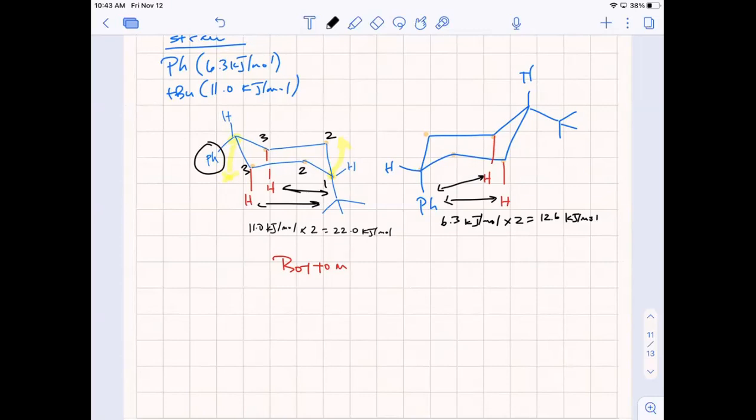All right. There are other scenarios where the other axial substituent might be another, so 2 things axial that are not hydrogen. But in this case, that's not the case. So when the phenyl is axial, again, we've got 1,3 diaxial interactions there. It costs 6.3 kilojoules per mole. You multiply it by 2 because there are 2 hydrogens that are interacting with that phenyl group.